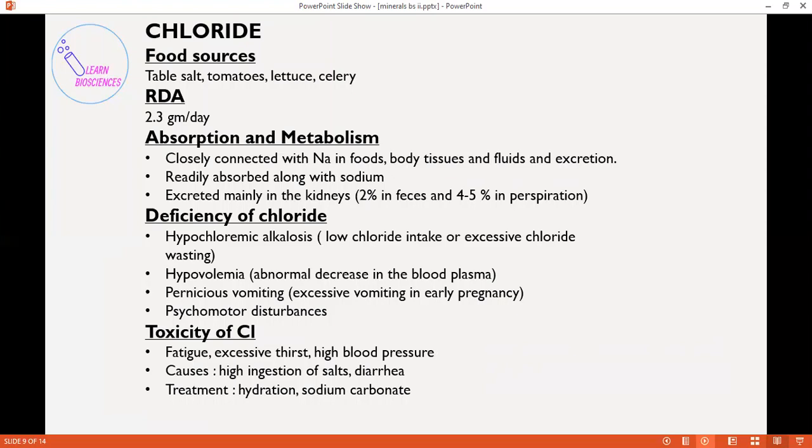Toxicity of chloride: fatigue, excessive thirst, high blood pressure. Causes are high ingestion of salt. Whenever you highly ingest salt, or if you are facing diarrhea, it causes toxicity of chloride, like most of the water gets outside of the cell and chloride ions accumulate. Treatment: hydration, sodium, and carbonate.